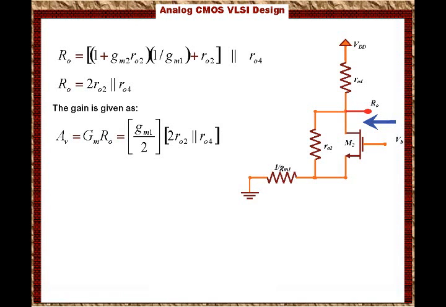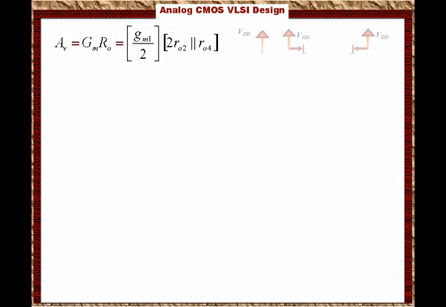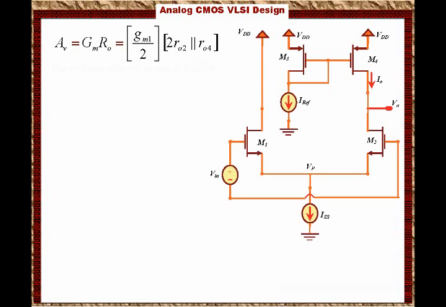The way we solved for RO is by applying a test voltage and a test current. We skipped the steps here. You can easily verify it when you use the small signal equivalent circuit, and you will be able to get the same answer. The problem with the circuit is the current through M1 is going to waste, right? Because half of ISS will go through M1 and is going to waste, and in addition I'm using I reference to bias M4.